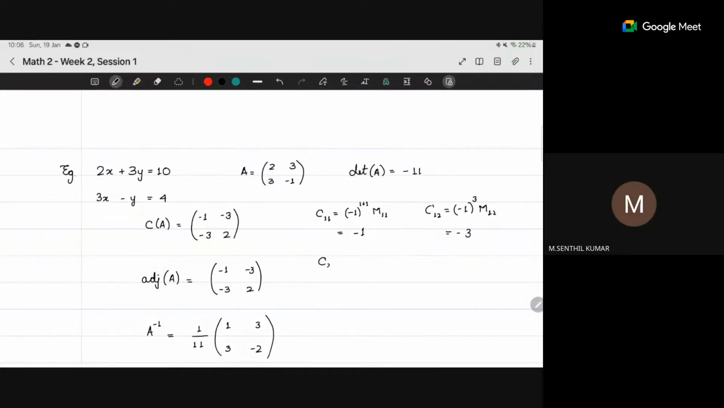Okay. C21 is -1 to the power 2 plus 1, M21. Now M21 is again 3, so this is also -3. And C22 is -1 to the power 2 plus 2, which is 4, times M22. If you look at M22, the only entry that remains after you remove the second row and second column is the 1 entry, which is 2. So this is just 2. So you have 1, -3, 2.